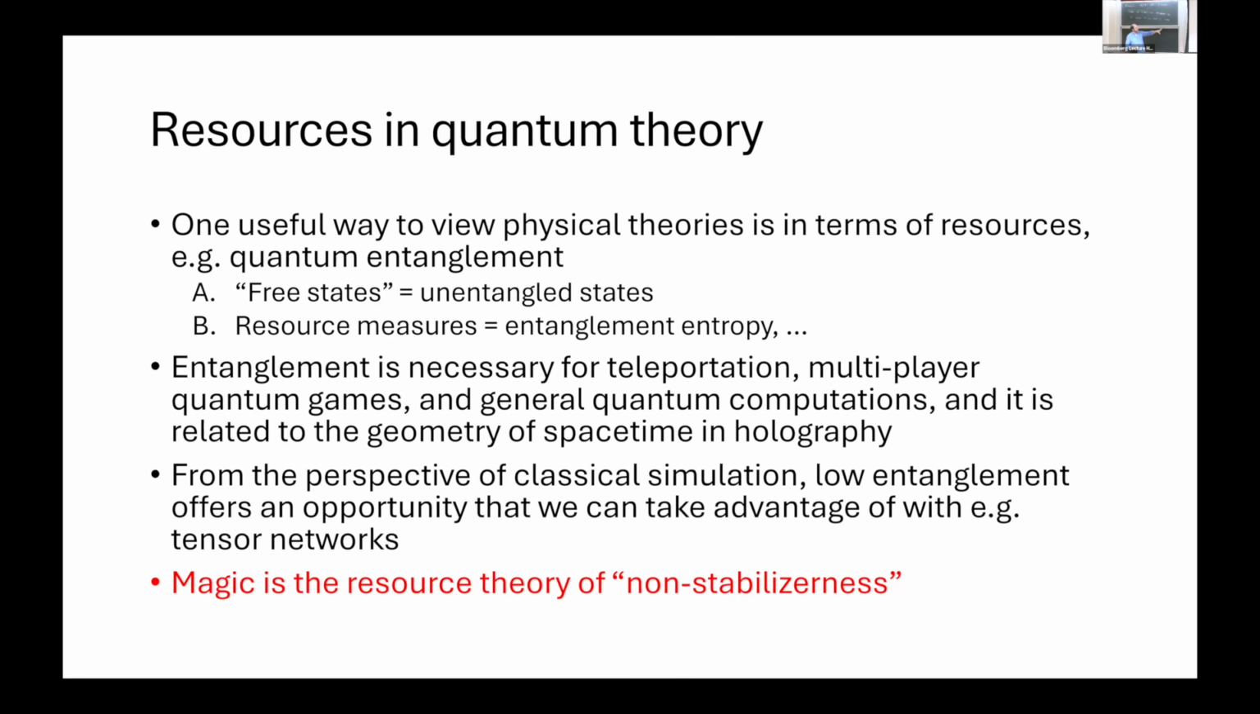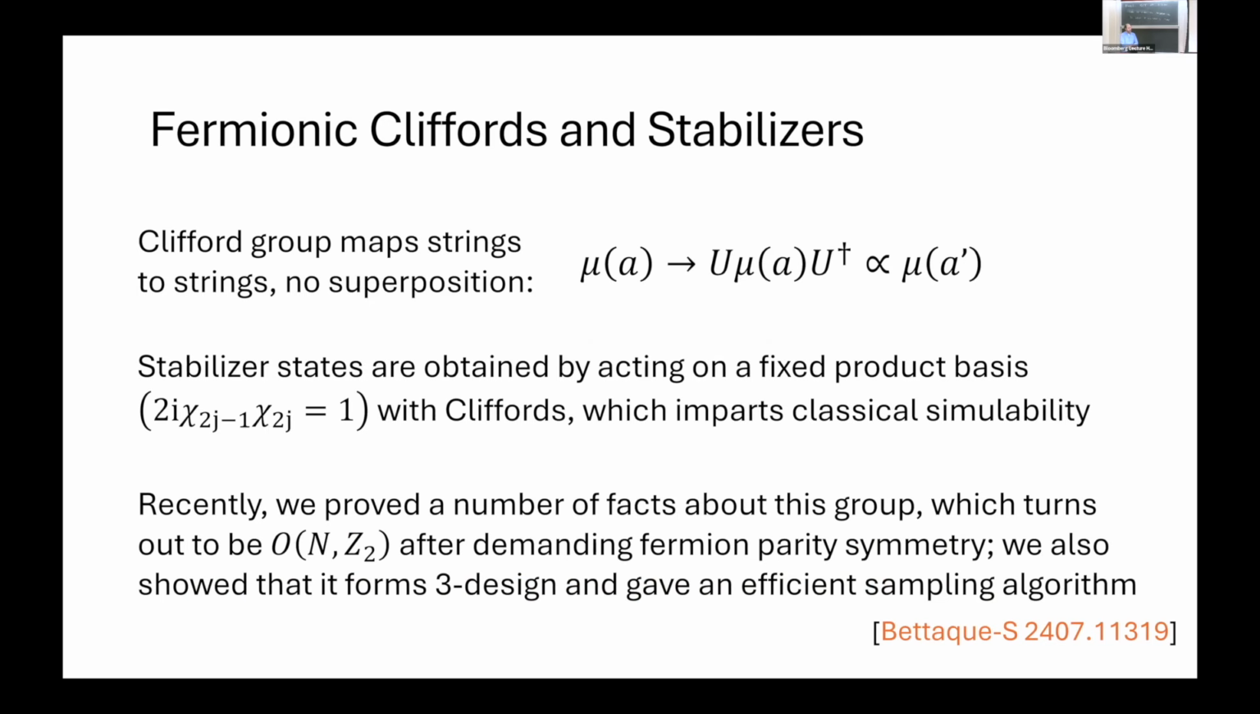Okay, so from this point of view, magic is the resource theory of something called non-stabilizerness. That probably makes no sense to you, so let me try to explain what this is. Let's go back to our fermionic system. I need to define two notions for you. One is what are called fermionic Clifford circuits, and fermionic stabilizer states. Let me start with Cliffords. This is, I think, the easiest place to think about this.